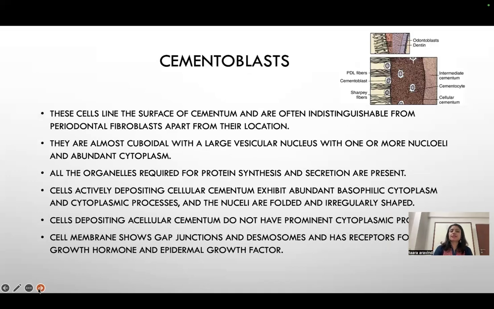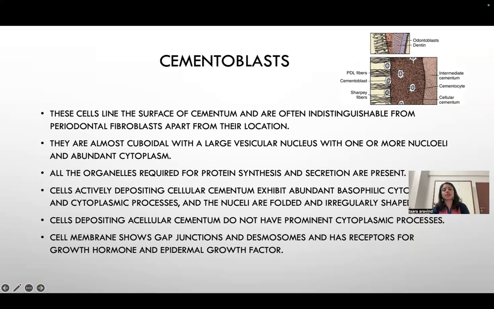Coming to the next synthetic cell, cementoblasts. These cells line the surface of cementum and they form the cementum. They are almost cuboidal with a large vesicular nucleus with one or more nucleoli and abundant cytoplasm. All the organelles required for protein synthesis and secretion are present. Cells actively depositing cellular cementum exhibit abundant basophilic cytoplasm and cytoplasmic processes, while cells depositing acellular cementum do not have prominent cytoplasmic processes. And just like other cells, this also shows gap junctions and desmosomes and has receptors for growth hormone and epidermal growth factor.